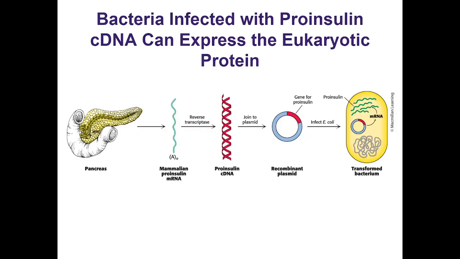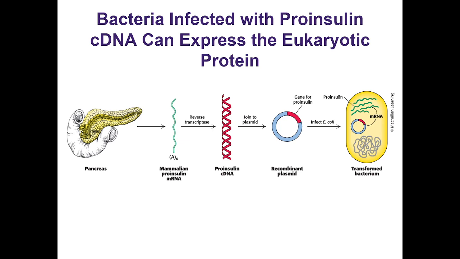All right. So the bacteria can be infected with proinsulin cDNA. This can express the eukaryotic protein. This is actually what I mentioned before as an example, because it's probably one of the most important examples of this. Of course, here we have a pancreas. Normally it would express the mammalian proinsulin mRNA. And in a normal pancreas, this is then going to go on to translation, will make the protein. It will then go into the bloodstream, and then we have proinsulin. It gets activated. Bam. Now we have insulin that tells us, hey, take this sugar and fix it.